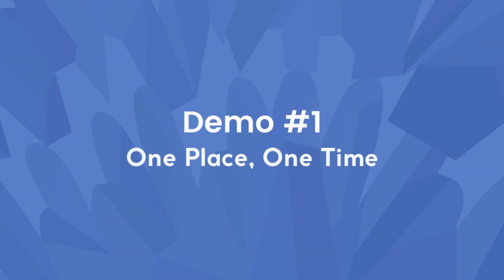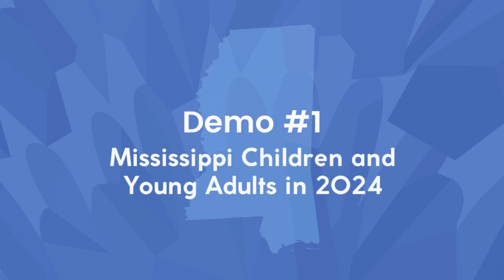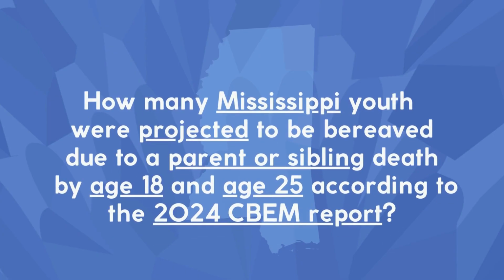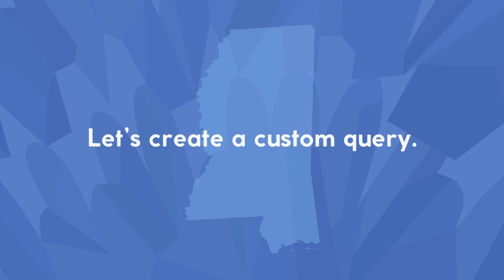Let's put all that you've learned together. Let's say you are interested in data about Mississippi children and young adults published in 2024. You specifically want to find how many youth in this population were projected to be bereaved due to a parent or sibling death by ages 18 and 25, respectively. These results are only available through the dashboard as a custom query.